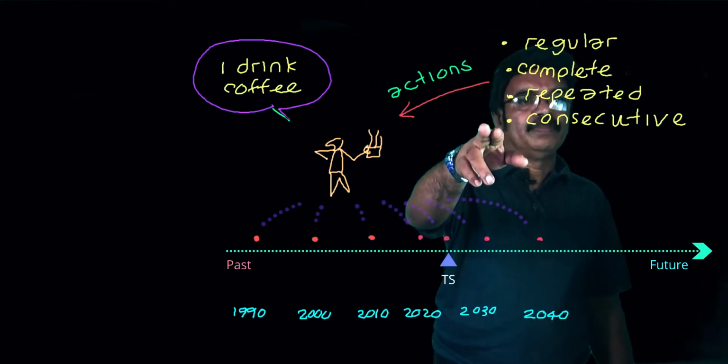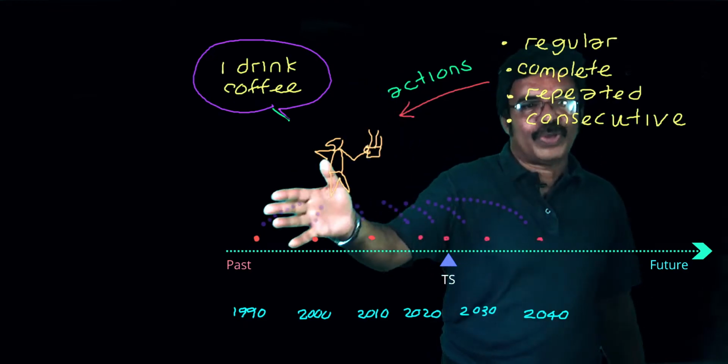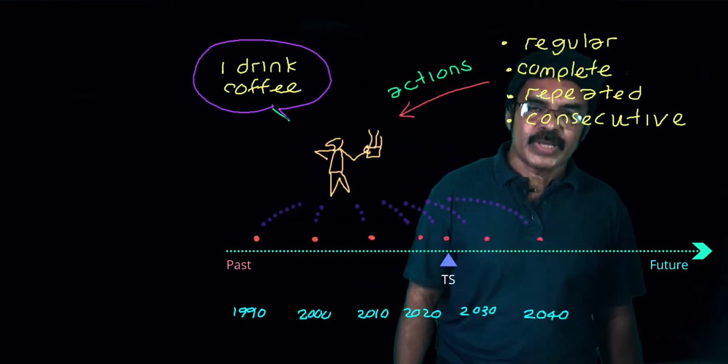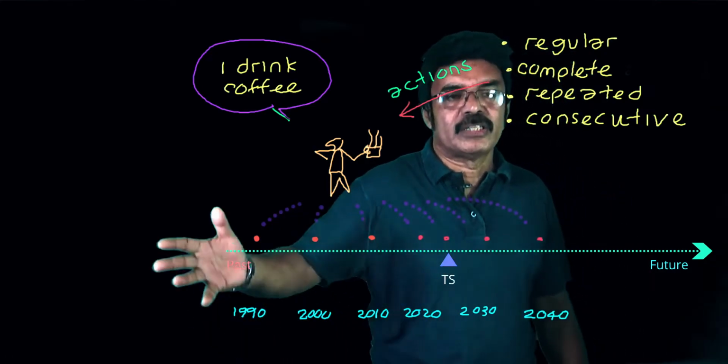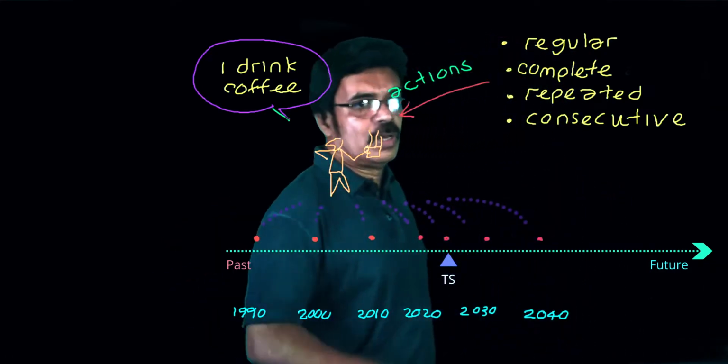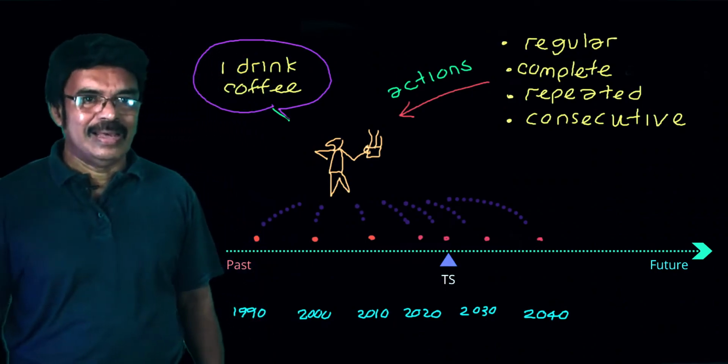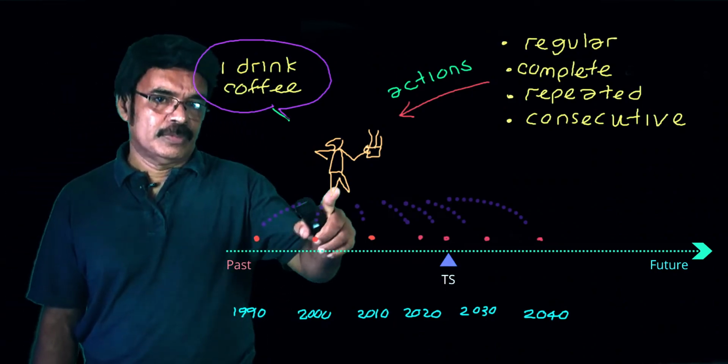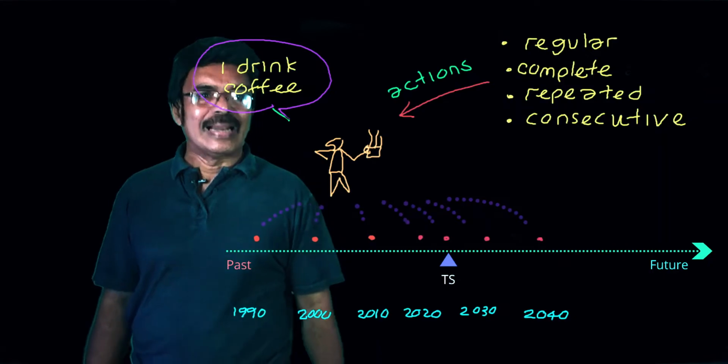I drink coffee. So I would say I drink coffee. Yes, I drink coffee. That is my habit. Actions, these actions are basically regular. Regular means nitibata. And then complete.